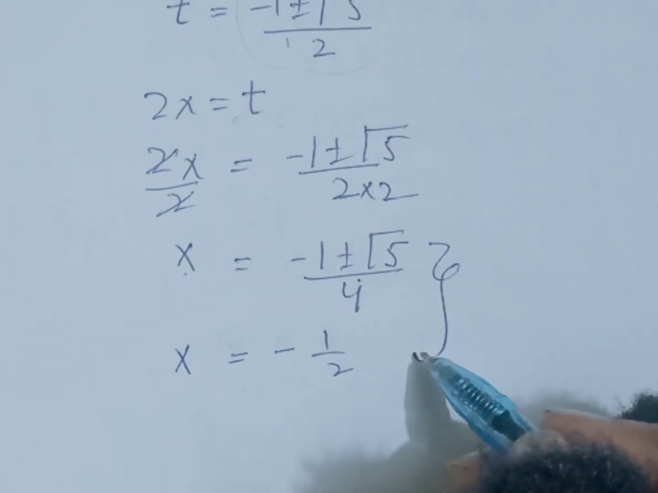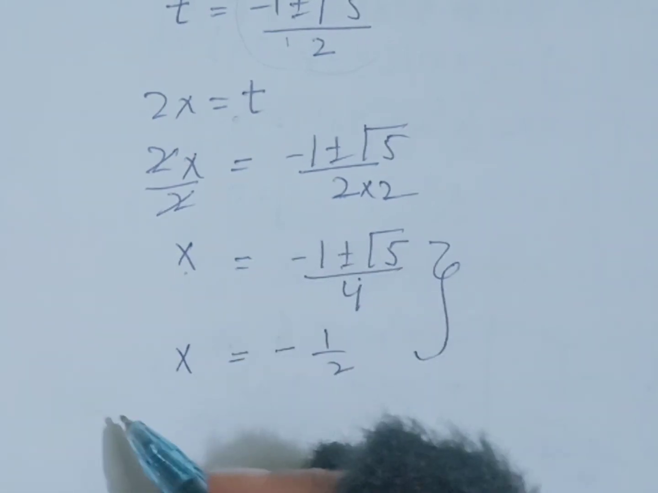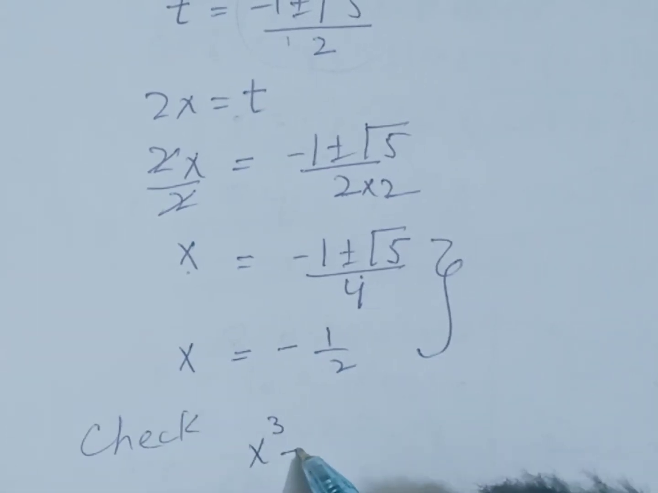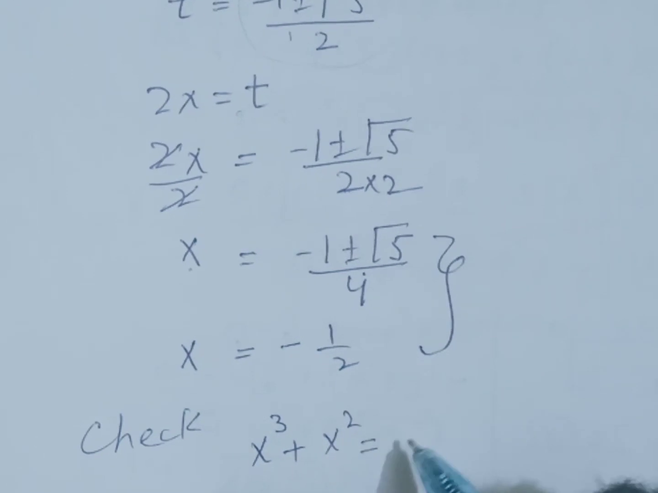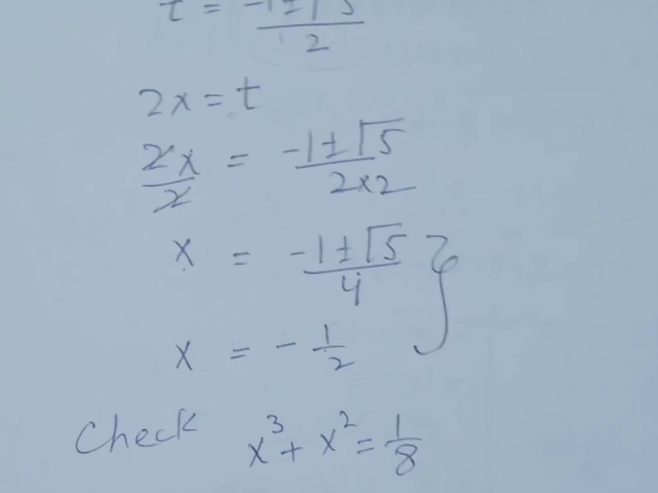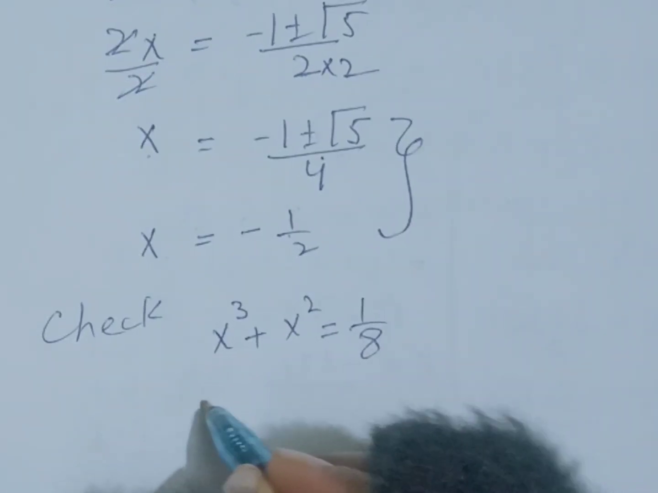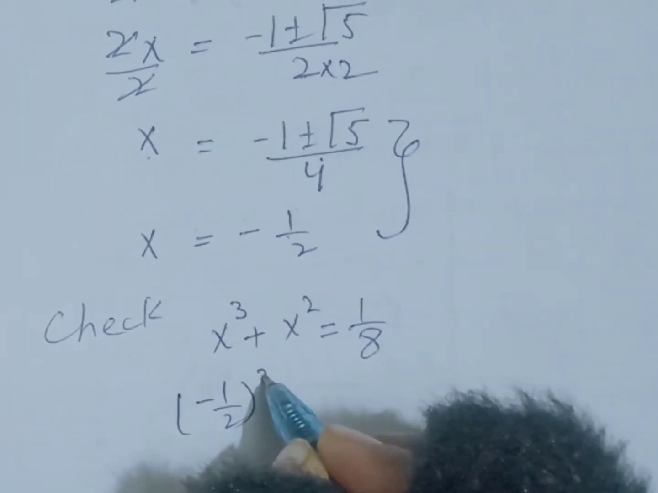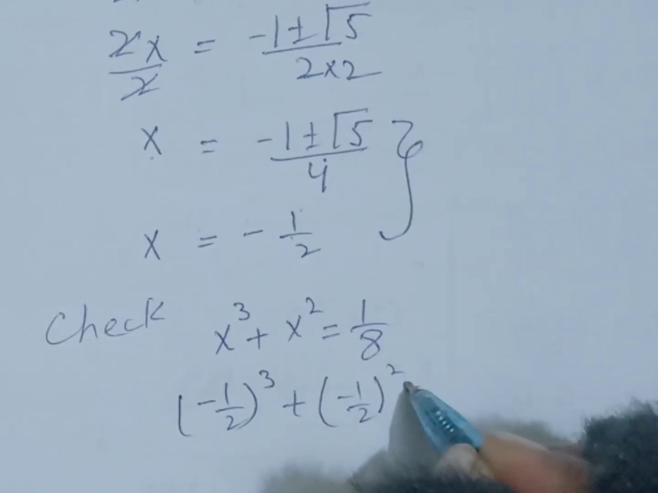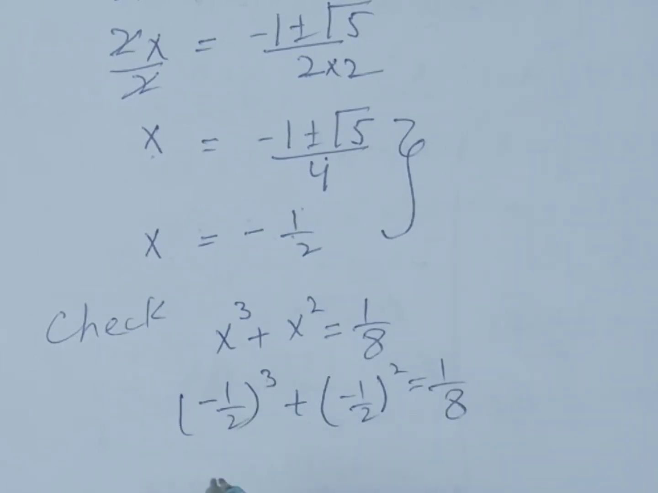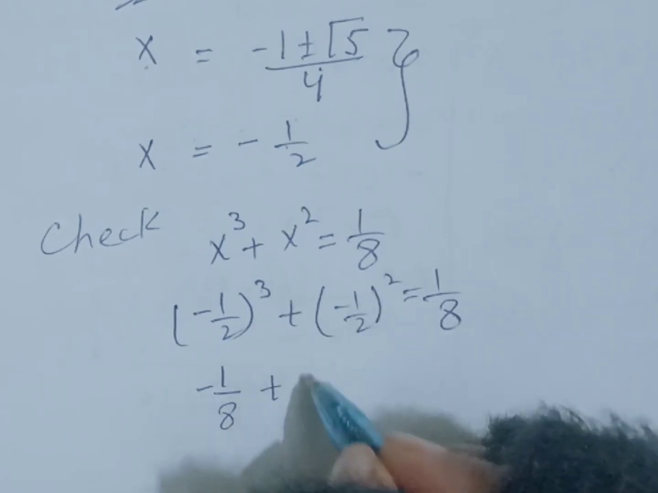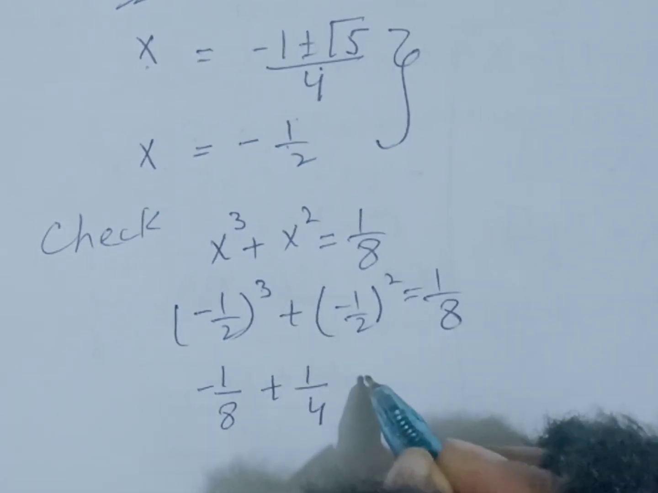So now verify this answer. Our question is x cube plus x square is equal to 1 by 8. So we put x is equal to minus 1 by 2. So this will become minus 1 by 2 raised to power 3 plus minus 1 by 2 raised to power 2 is equal to 1 by 8. So this will become minus 1 by 8 and this will become 1 by 4 is equal to 1 by 8.